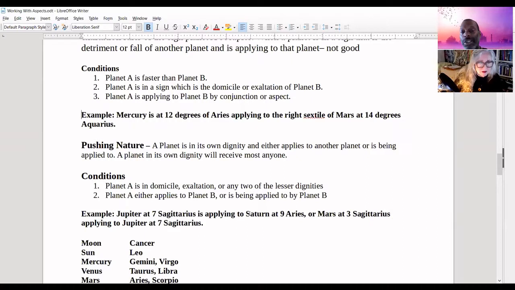Jupiter at 7 Sagittarius is applying to Saturn at 9 Aries. So Jupiter is applying, and he's still pushing his nature onto Saturn. Or Mars at 3 Sagittarius applying to Jupiter at 7 Sagittarius. There, Jupiter is being applied to by Mars, and he's still pushing his nature onto Mars. So either way, Jupiter pushes his nature.